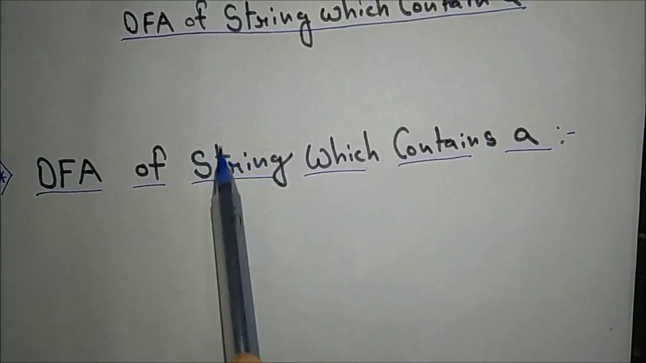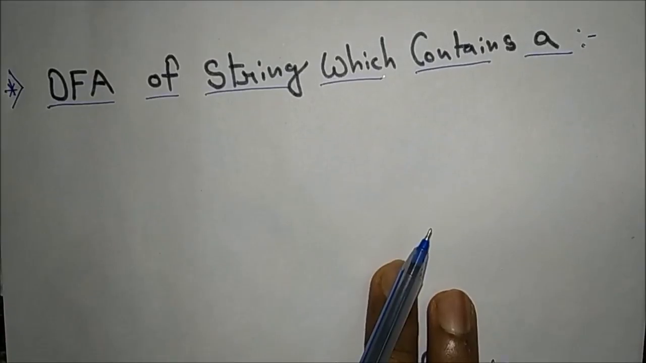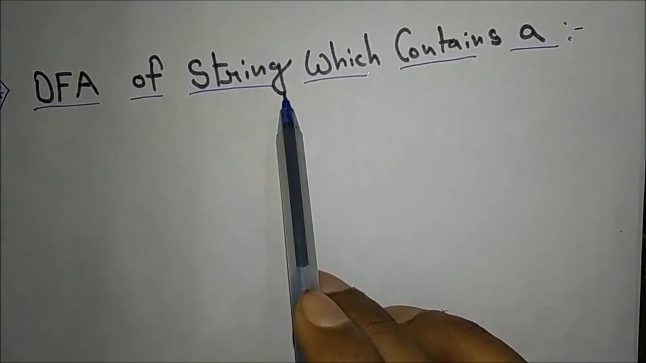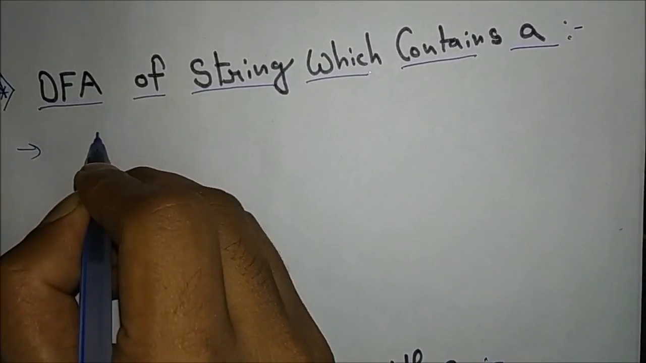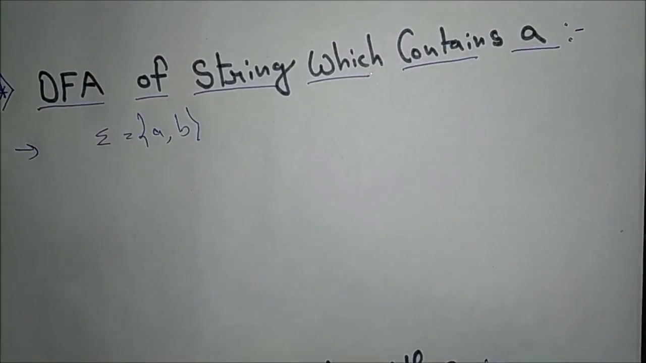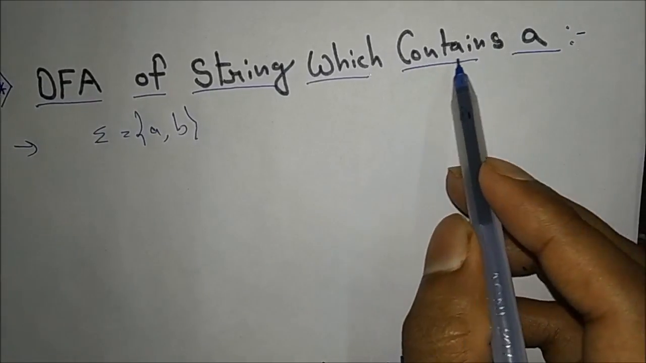Hello everyone, today we will see how to draw a DFA for strings which contain a. In this first question, we will draw a DFA where the string will contain a. Here the input alphabet is given, A and B. First of all we have to find the language, and only then will we draw the DFA for the strings which contain a.